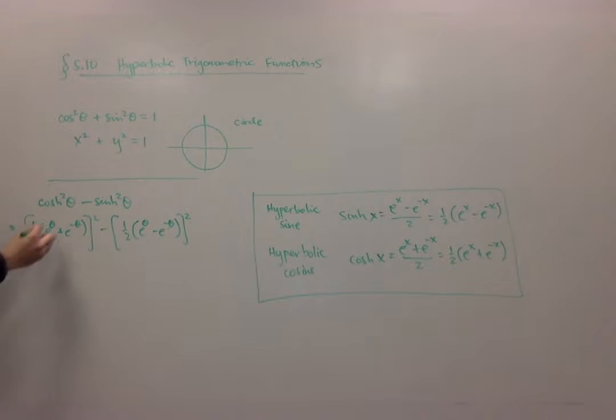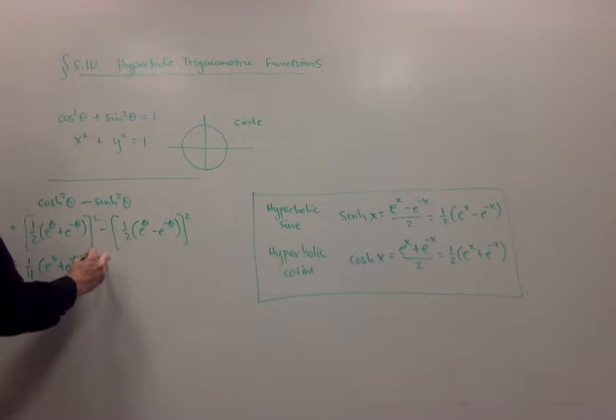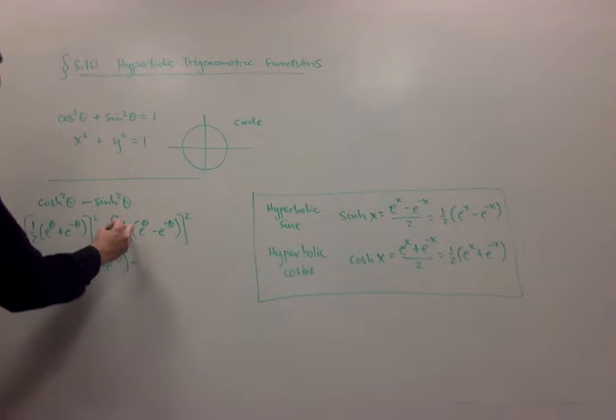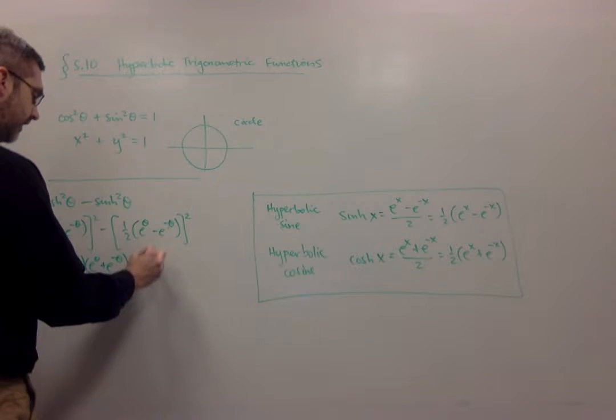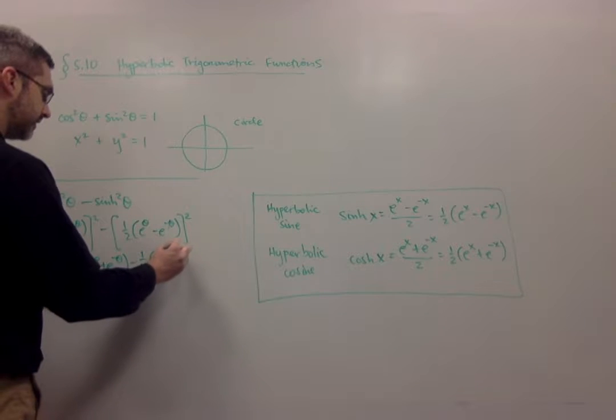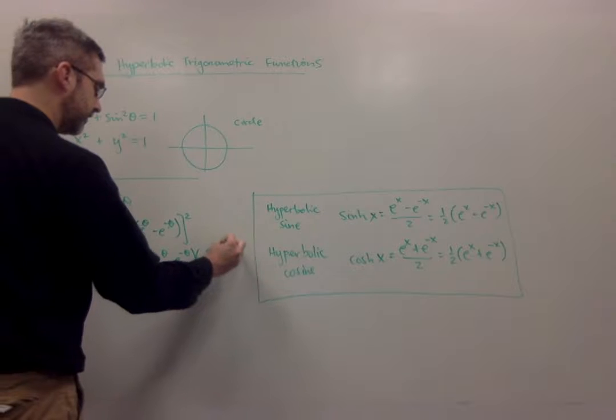Okay, so we're squaring the 1/2, that becomes a 1/4. And we're squaring e to the theta plus e to the negative theta. So let me just write 2 copies of those so we can multiply those out. Minus, again the half is squared, we've got a 4th, and I'm going to write e to the theta minus e to the negative theta, e to the theta minus e to the negative theta.